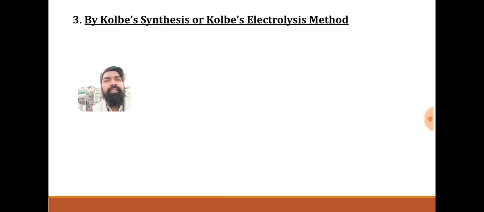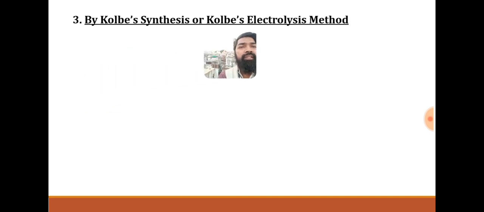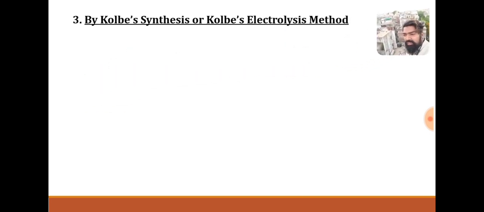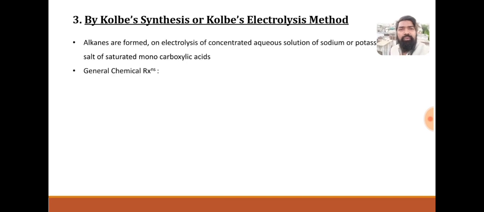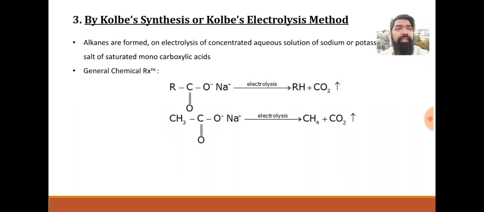The next is the Kolbe synthesis, the electrolysis method. He is a German scientist who worked on a lot of things and did a lot of work on synthesis, and he made a very crucial and important synthesis, that is the Kolbe synthesis. Alkanes are formed on electrolysis of a concentrated aqueous solution of sodium or potassium salts of saturated monocarboxylic acids. So we have the general formula over here.